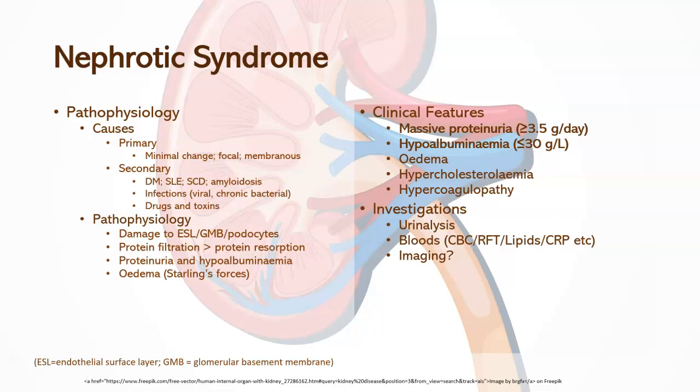Investigations would include urinalysis, which shows a large amount of protein, and a 24-hour urine collection to define the 24-hour loss of protein. Bloods would include a blood count, renal function, lipids, C-reactive protein, and imaging may help define the extent of renal damage at a macroscopic level.